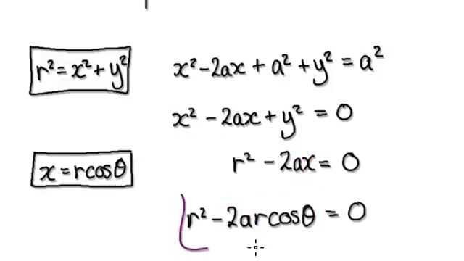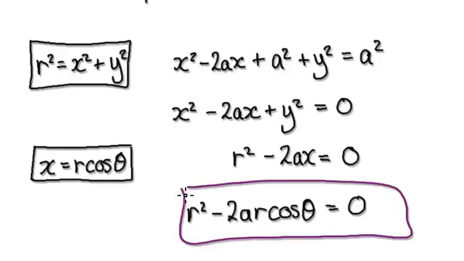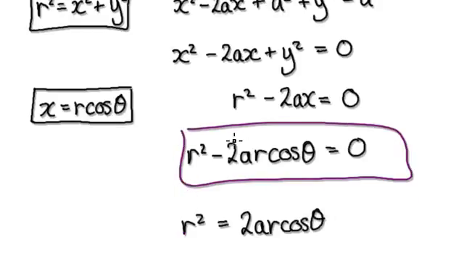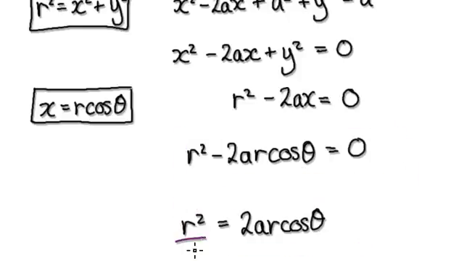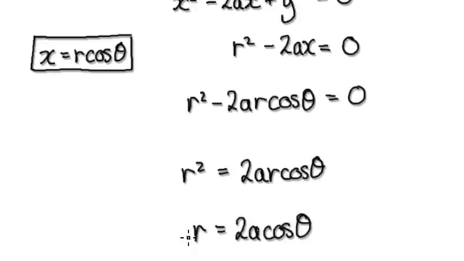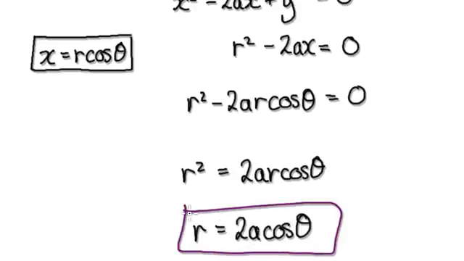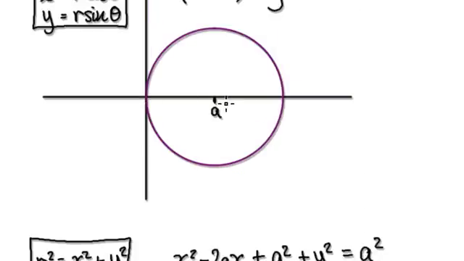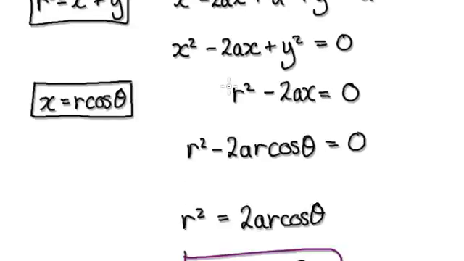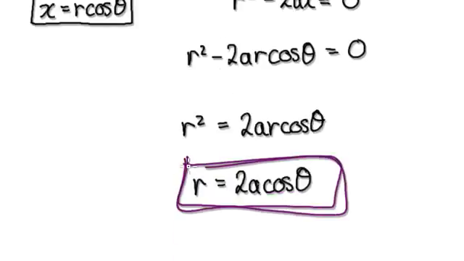Okay, so that would then take you to here, and then add this to both sides. That will then take you to here, and now divide both sides by r. That will then take you to here. So now this is your equation for the circle, with center A, radius of A. So the equation of that circle is given by this in polar coordinates.